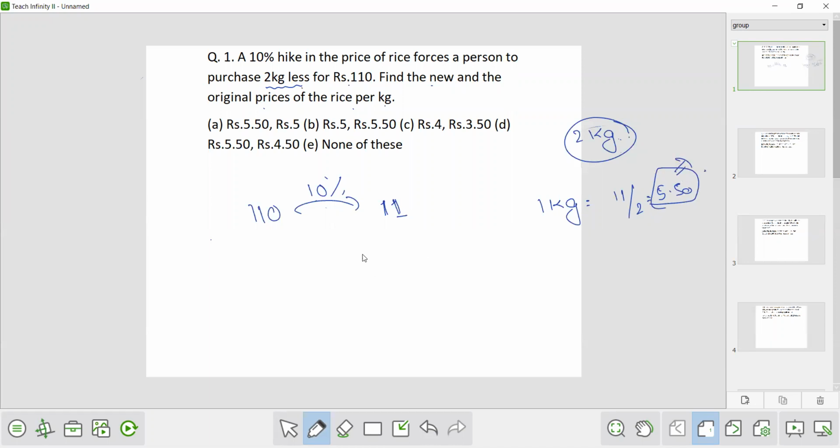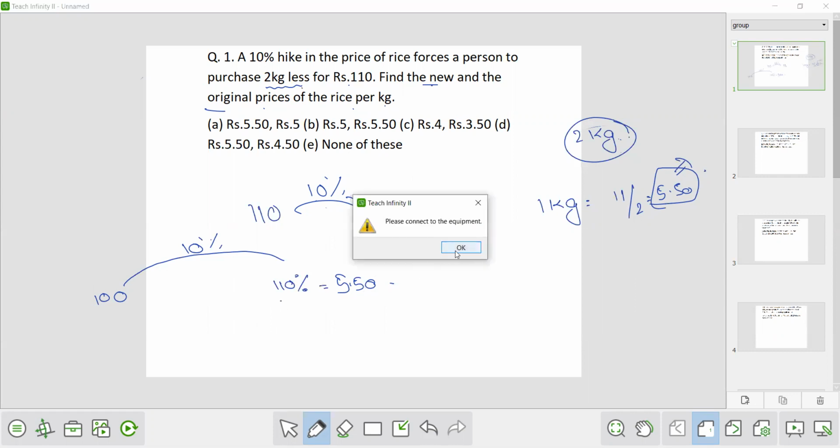Now this is the price after the increment. When the price has increased, the new price is 5.50. So we have to find the original price and the new price both. Original price means before the increment. So earlier it was 100%, it got increased by 10% and went up to 110%. So 110% is equivalent to 5.50. We have to find what is 100%.